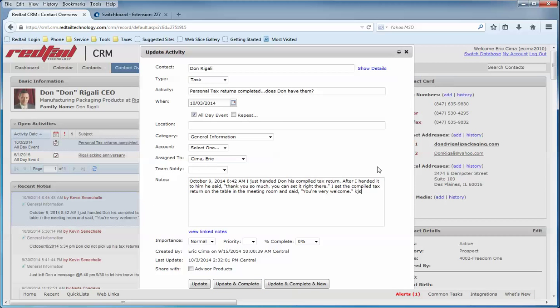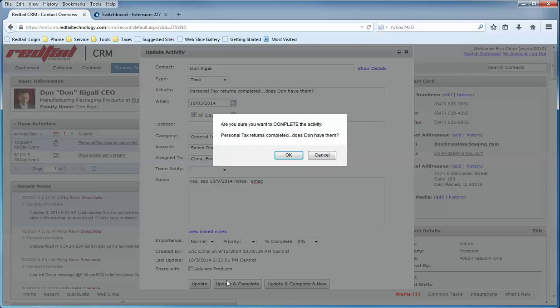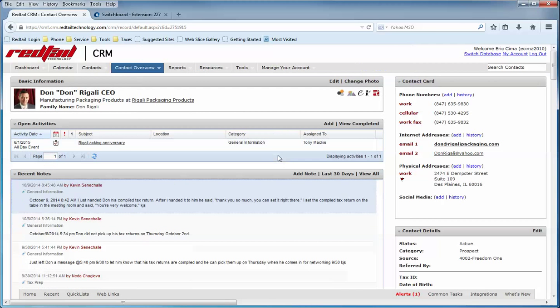Since we didn't do that, I don't want to put the notes in there twice. I'm simply going to put answer the question yes. So does he have them? Yes. See the October 9th, 2014 notes. My initials. I'm going to update and complete that. And then the task is gone.